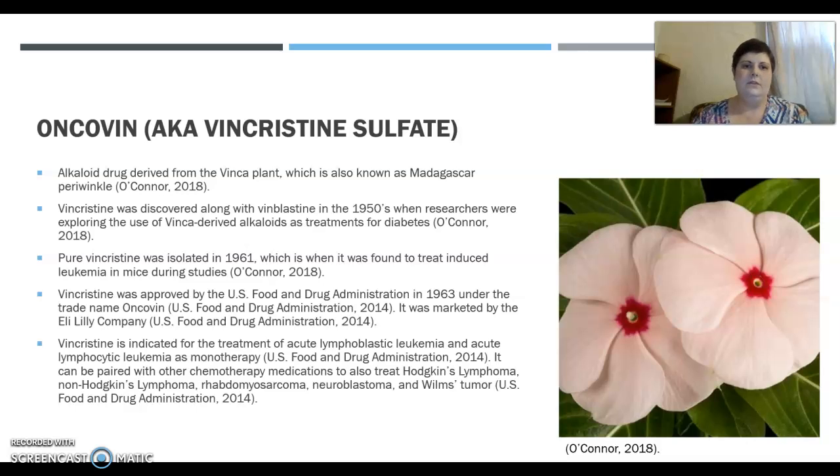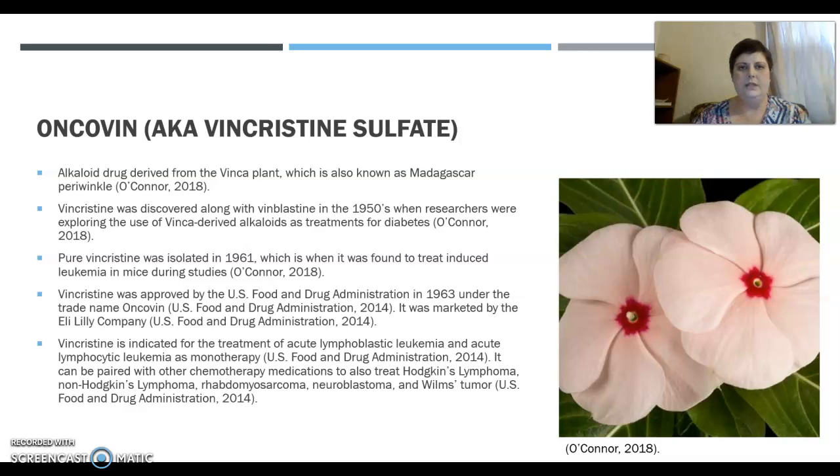Vincristine was discovered along with a different alkaloid called vinblastine in the 1950s when researchers were exploring the use of vinca-derived alkaloids as treatment for diabetes. Pure vincristine was isolated in 1961, which is when it was found to treat induced leukemia in mice during clinical trials.